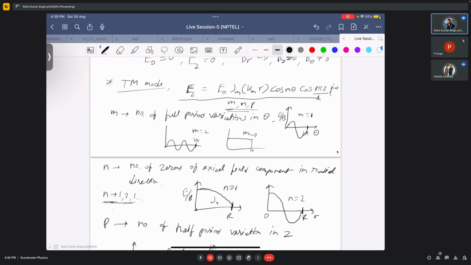So what is n? You can't understand what n is? Like I said, it is the number of zeros of the axial field component. How many times does it go to 0, excluding at r equal to 0 here. So here you see 1, 2. That's why n equal to 2. Here only once, so n equal to 1.